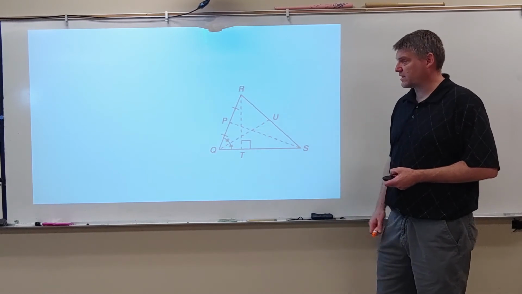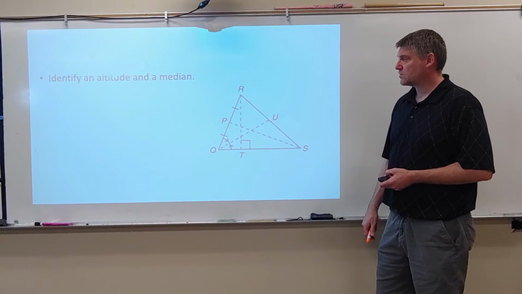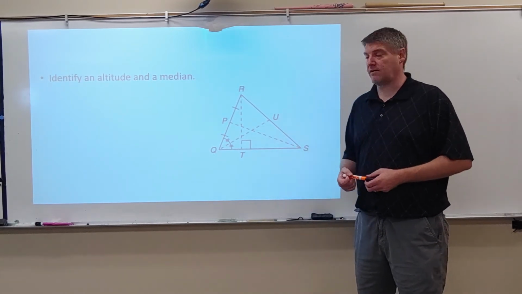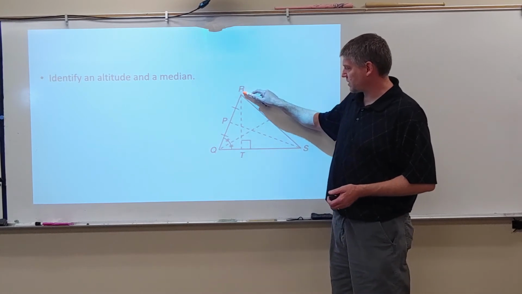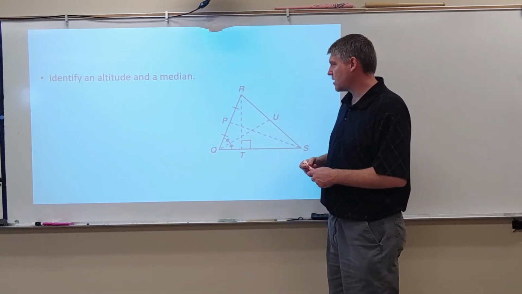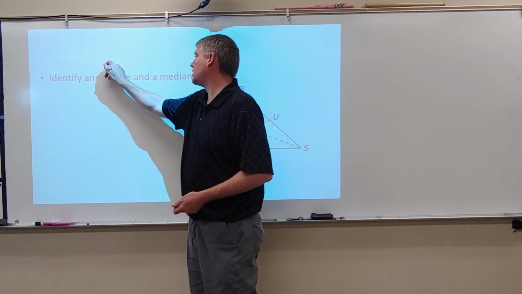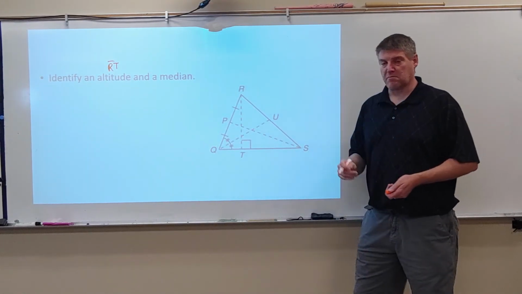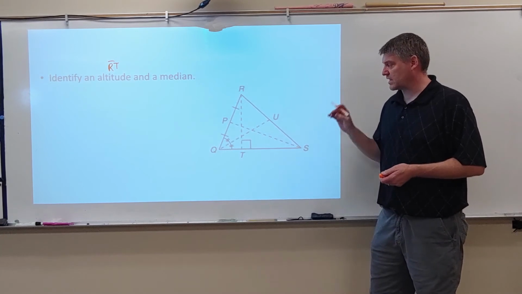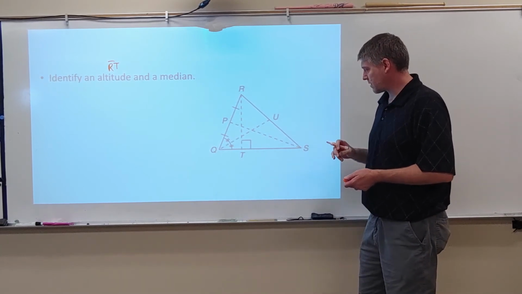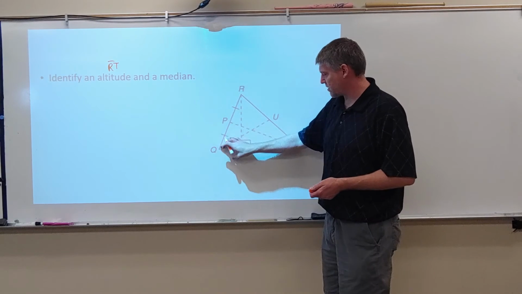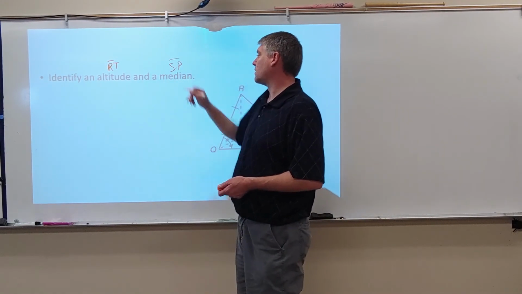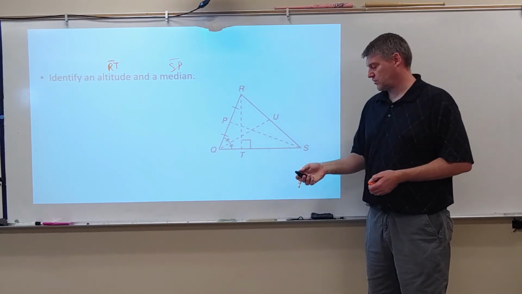Okay, so here's my diagram. So identify an altitude and a median. So altitudes have to have right angles. So an altitude here is RT. RT, there's my altitude. A median goes from my vertex and goes to the midpoint of a side. I notice here's my sides here, so SP. Okay, so that's an altitude and a median.